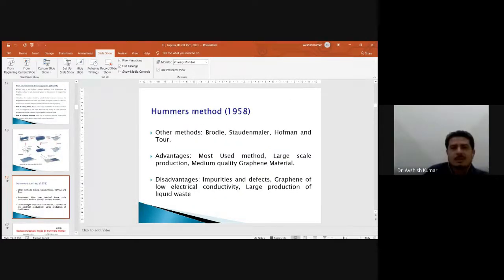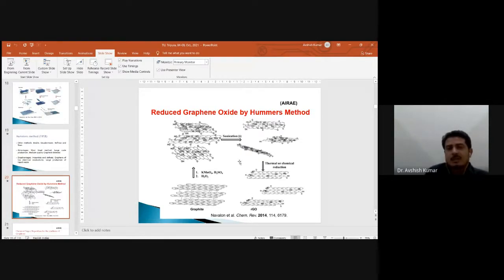The Hummers method was reported in 1958, but there are some other methods also that you can go for. But if you search the literature, you will find most of the papers have used the Hummers method or maybe the CVD method. The advantages here are that it is the most used method, large scale production is possible, and medium quality graphene material is possible. The disadvantages are that you will obviously observe impurities and defects in your material with this Hummers method, the graphene has low electrical conductivity, and there is large production of liquid waste. So these are some points that I have discussed.